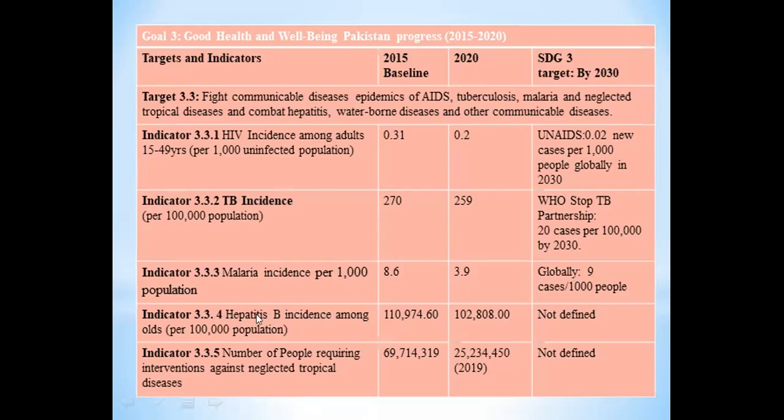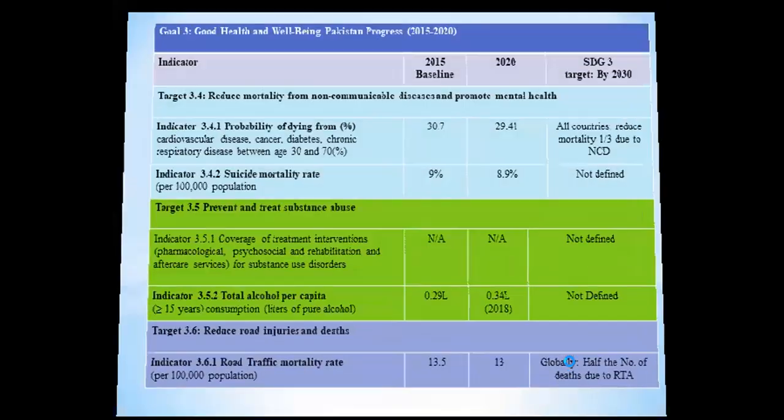Indicator 3.3.4 includes hepatitis B incidence among adults. It is 110,974.60 cases, and it is reduced in 2021 to 02808, but not so much, and its target is not defined. Indicator 3.3.5 is the number of people requiring intervention against neglected tropical diseases. It is 69,714,319, and in 2019 it is 25,234,450. Its target is also not defined.